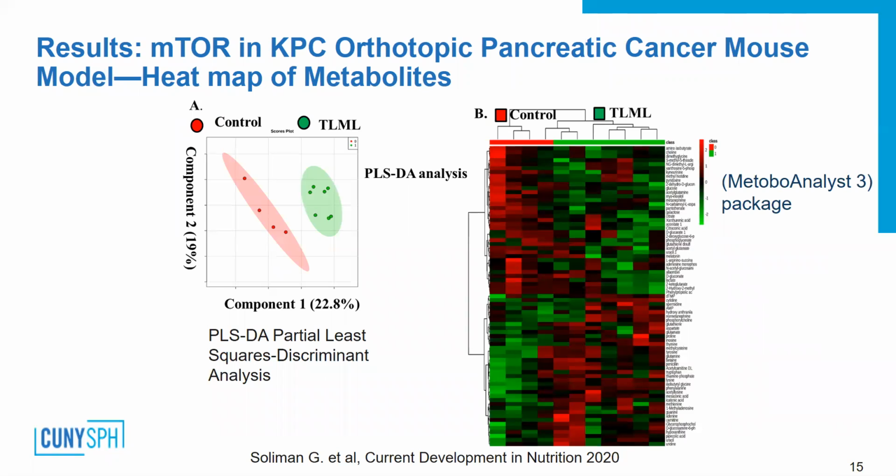Then we looked at the metabolomics, and using partial least square discriminant analysis, we were able to find that the control is significantly different than the combination of taurine and metformin. And this affected all the metabolism of both the glycolysis and TCA cycle, as well as several pathways.